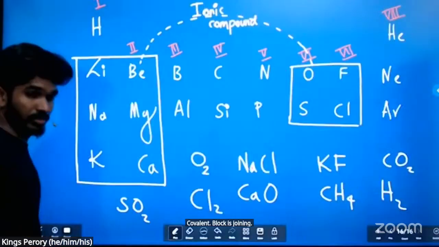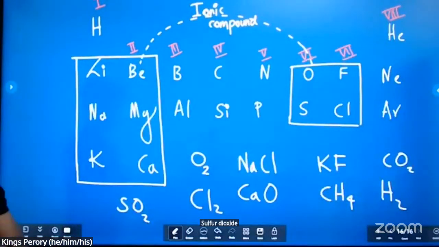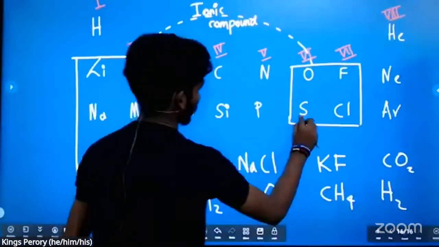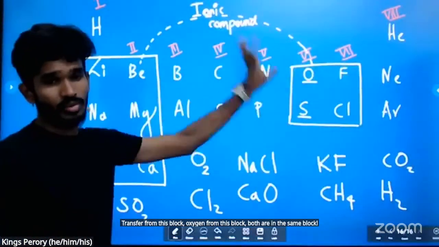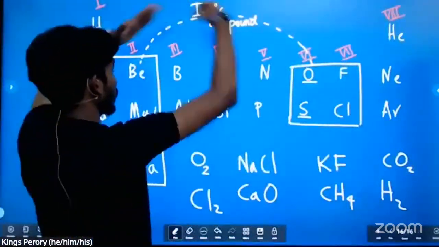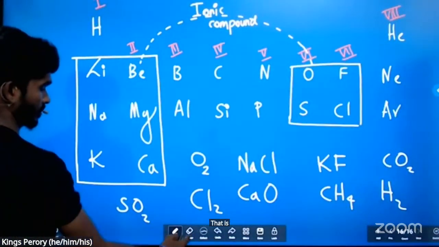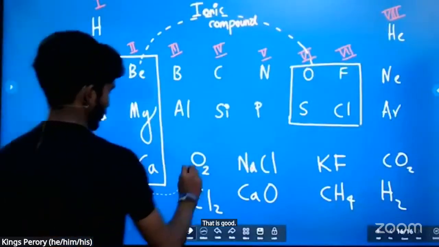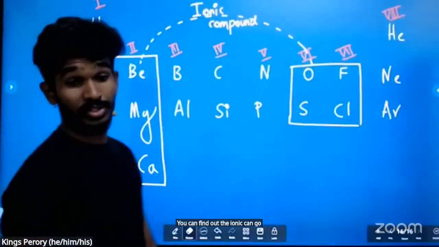Sulfur dioxide. Sulfur from this block, oxygen from this block, both are in the same block. Wrong. Covalent. These two blocks joining is only ionic. Same block, covalent. So that is covalent. So using this shortcut, you can find out the ionic and covalent compounds.